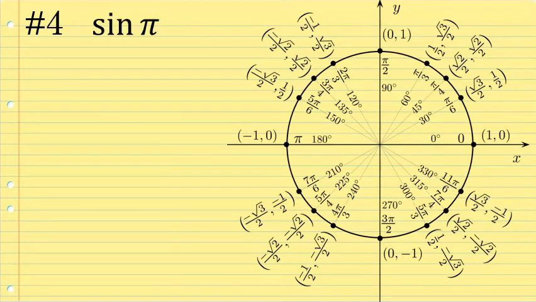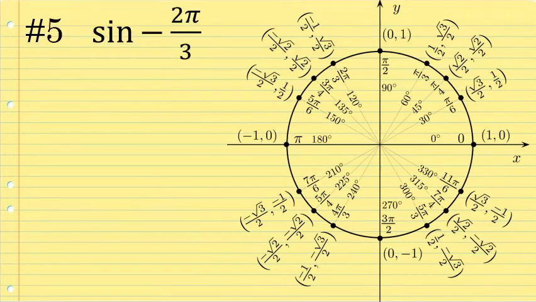How about the sine of pi? How about the sine of an angle measuring pi radians? An angle measuring pi radians on the unit circle is this one. The sine of pi is the associated y-coordinate with that angle, and that associated y-coordinate is 0. The sine of pi is 0.